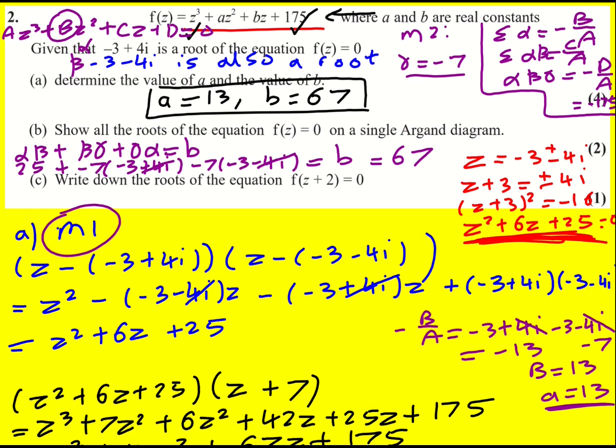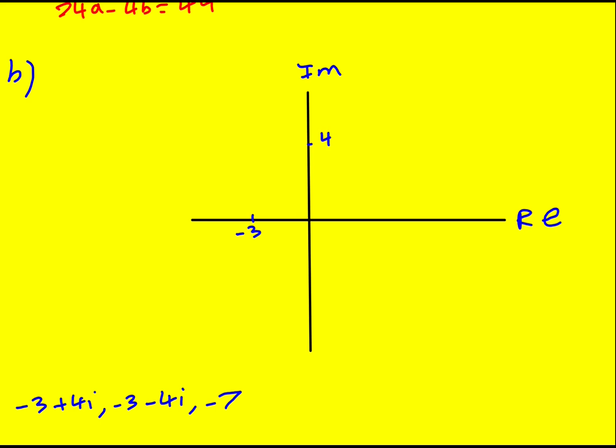Part B asks to show all the roots on a single Argand diagram. So we've got these as our roots. Let me just put them down here. Real axis, imaginary axis, minus 3 plus 4i. Put minus 3 here. And this is approximately 4. That's going to be my 4i. And I'll put just a little cross there. And then minus 4i. Here's minus 4. Put a little cross there. So those are my 2 complex roots on the Argand diagram.